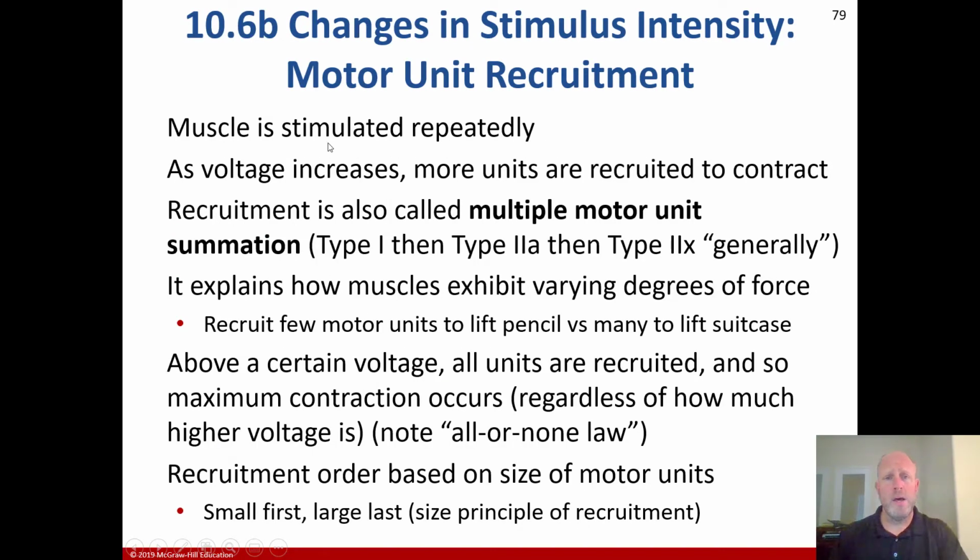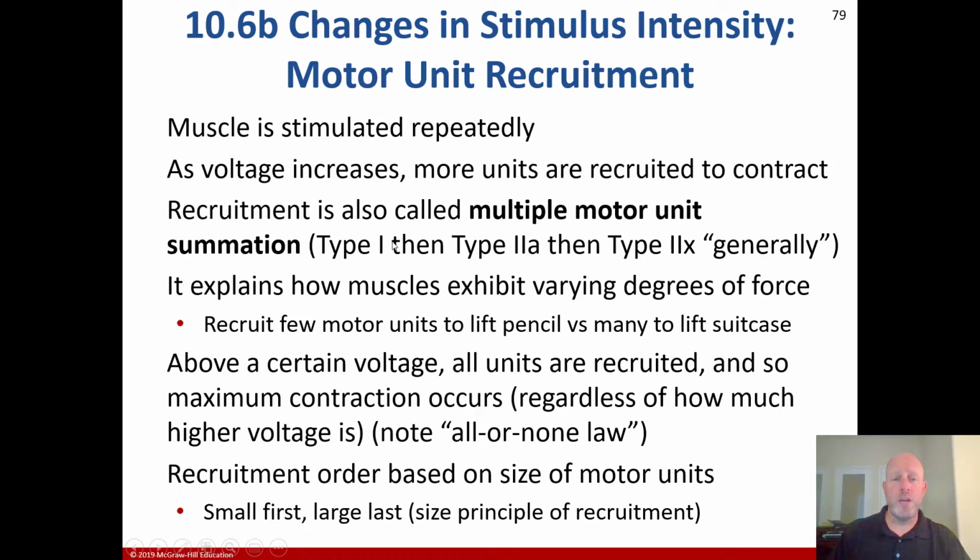Now, for changes in stimulus intensity and motor unit recruitment, the muscle is stimulated repeatedly. As it's stimulated repeatedly, voltage increases and more units are recruited to contract. In other words, the more action potentials that are sent, based upon the amount of stimulus given to a muscle, with receptors giving information to the brain and spinal cord and sending information back, the motor neuron fires. This recruitment is also called multiple motor unit summation. So the multiplicity of all the different motor units combined is what we're talking about here.